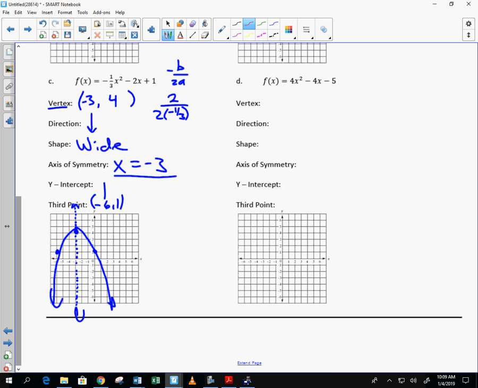So very good. Okay, last example, then you guys will have time to work, okay? All right, so again, you guys lead me through it. Easy stuff to figure out right away. It opens up. Shape is narrow. I've got a 4 sitting in front. If it's bigger than 1, it's going to draw it closer together. As JJ said yesterday, it's going to stretch it vertically. That's going to bring it closer together, make it narrow, okay? That's good. And then what's the other one to find, easy? Yeah, y-intercept is negative 5.